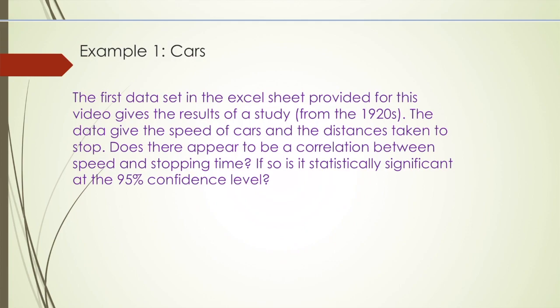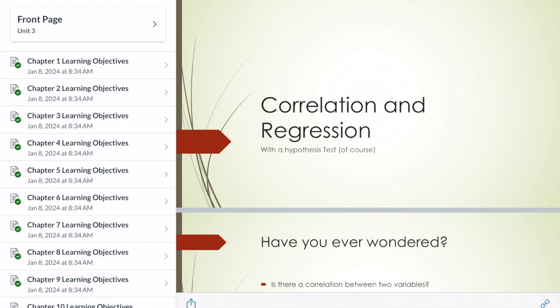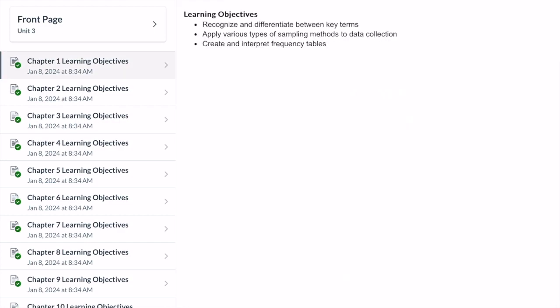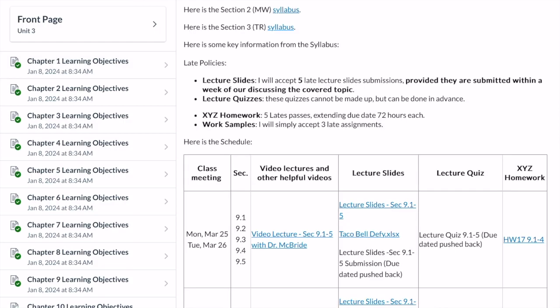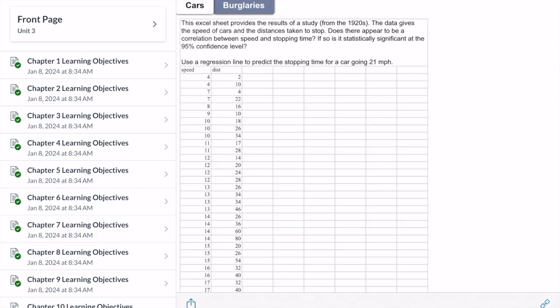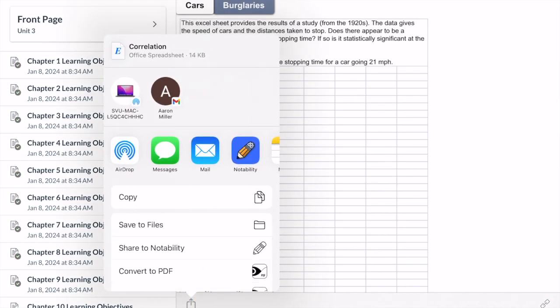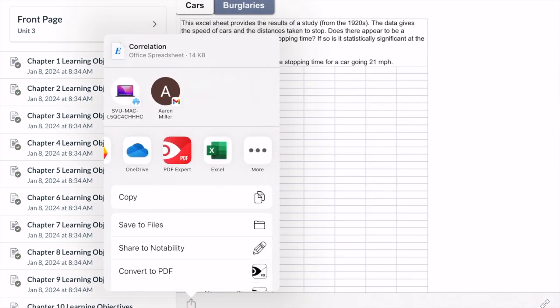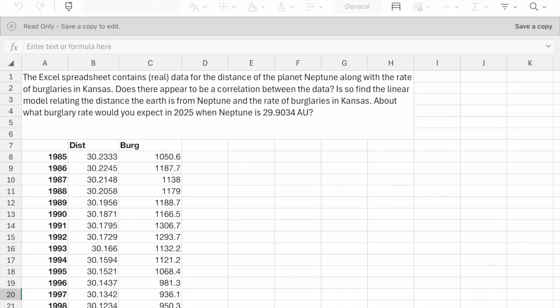Now what I want to do is take an example, and so for that I'm going to go back to Canvas. I'm going to go to the front page, down to the spreadsheet, click on that, and share it into Excel. There's Excel. There we go. Alrighty, so here it is.